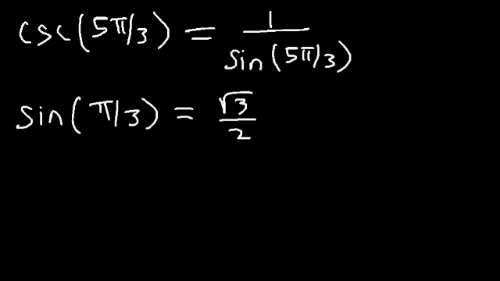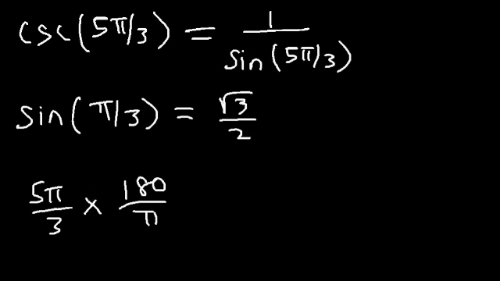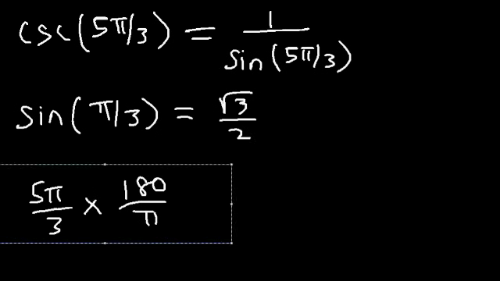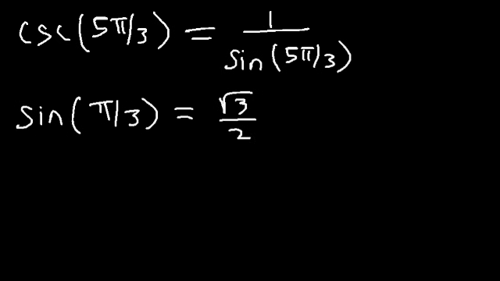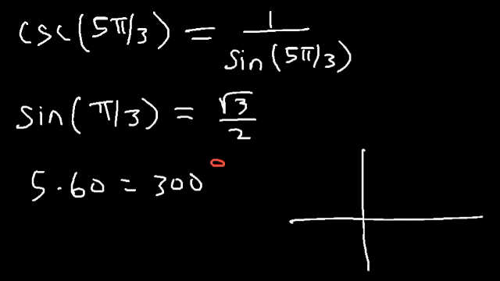Now, 5 pi over 3, if you convert that to degrees, well actually you don't need to. If you know pi over 3 is 60, 5 pi over 3 is just 5 times 60, which is 300. 300 is in quadrant 4. And in quadrant 4, sine is negative because the y value is negative. It's going down, which is below the x-axis. So sine 5 pi over 3 is negative root 3 over 2.